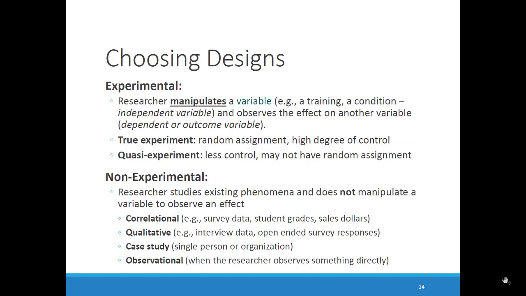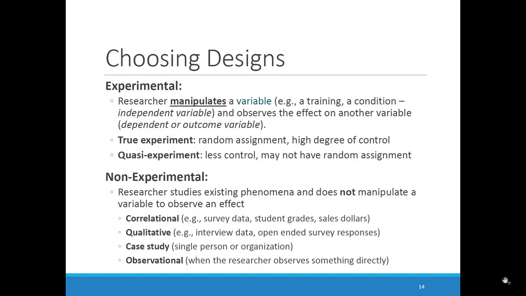Okay, so let's talk about choosing research designs. In experimental designs, a researcher manipulates a variable, for instance, a training or a condition, which would be called an independent variable, and observes the effects on another variable, which is called a dependent or an outcome variable. Okay, so the key word in experimental design is manipulate. So that's why I have it bolded and underlined. Every time you have an experiment, a researcher is manipulating something.